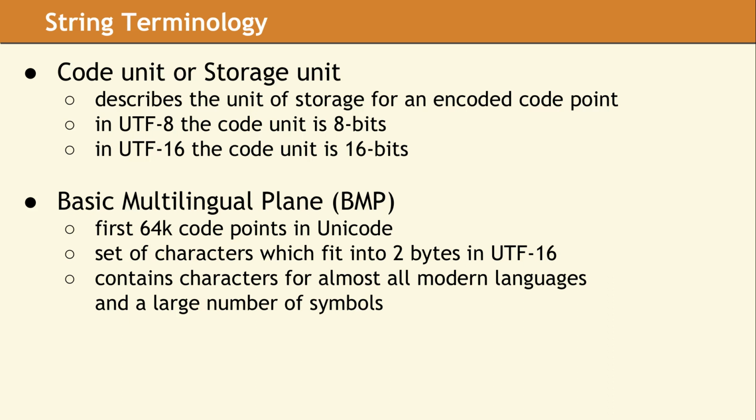Another term that we need to define is the basic multilingual plane. These are the first 64K code points in Unicode. These cover the vast majority of all modern human languages in use today. And these are exactly the set of characters which fit into 2 bytes in the UTF-16 encoding.